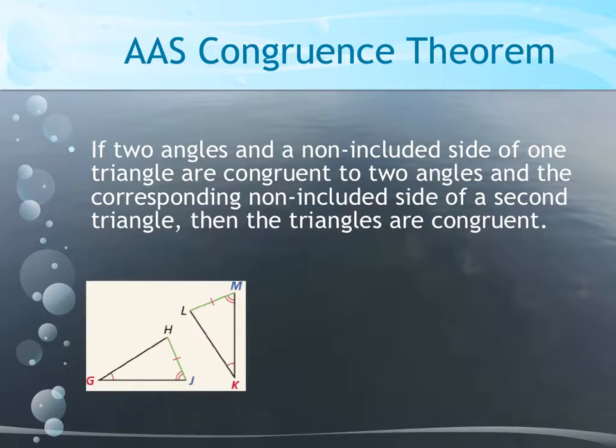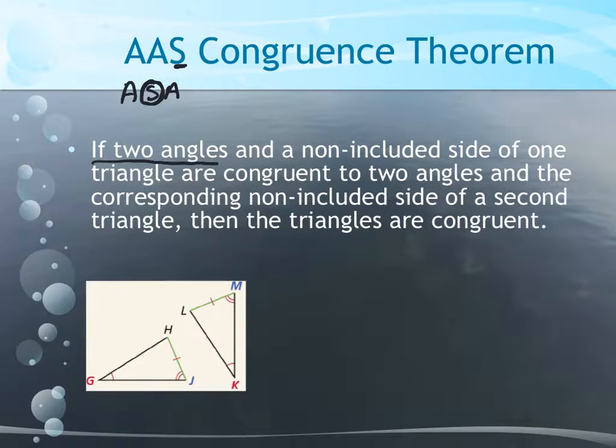Okay, and then there's AAS. AAS, if two angles and this is so important here, and a non-included side. Remember, just a moment ago, when we had angle, side, angle, the S had to be included. It had to be in between the other two. In this one, the side is not included. It's not in between the two A's.